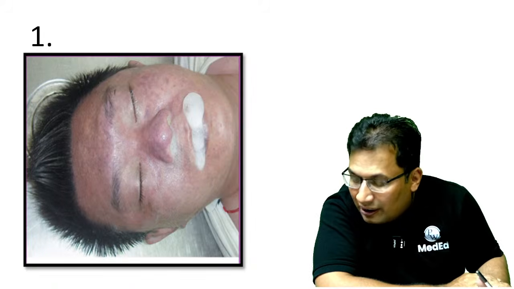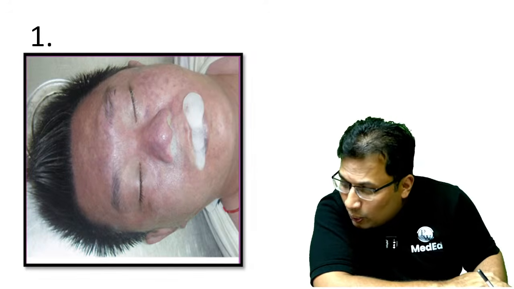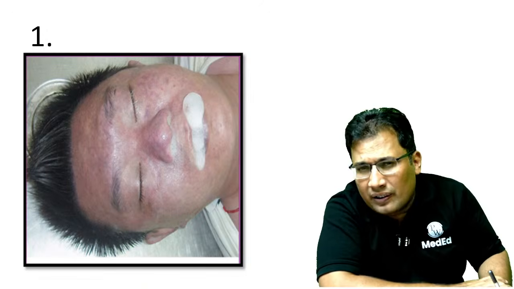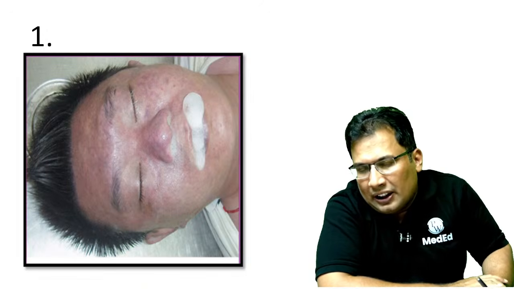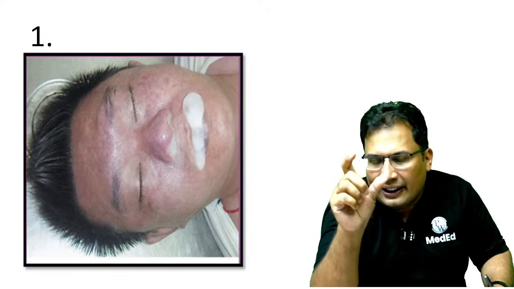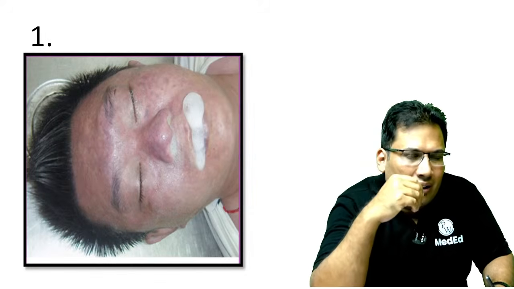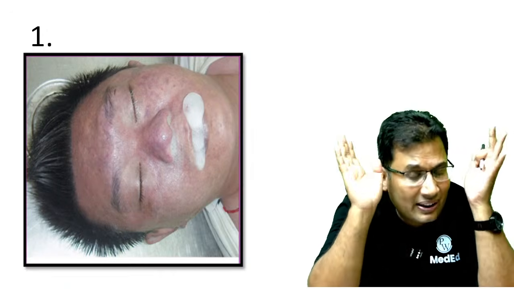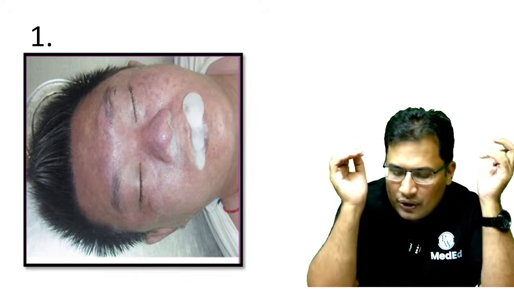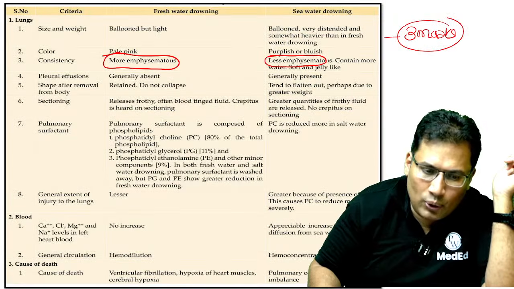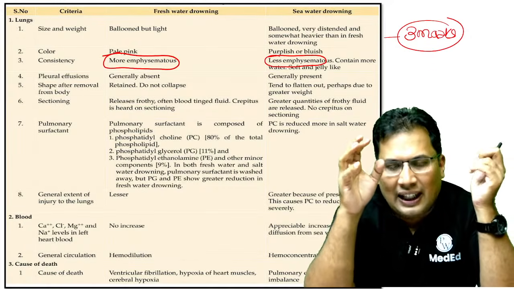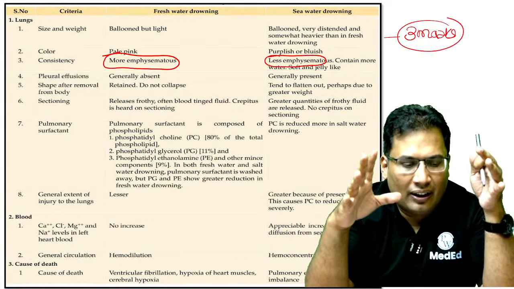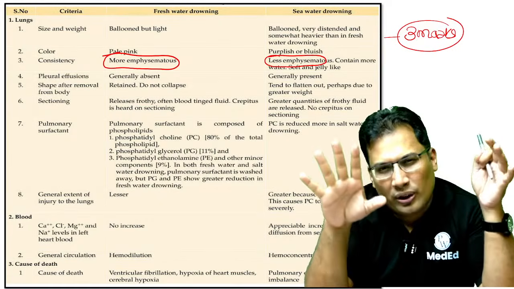Externally, lung findings are there. Soham, lung findings are there. Externally, I don't think there are findings. No, I think it's basically based on the Gettler test. Gettler test is now outdated. Lung findings are classical: more emphysematous in fresh water, less emphysematous in case of sea water. So this table you can just go through, Soham, after the class: size and weight, color, consistency, pleural effusion, sectioning, pulmonary surfactant, blood levels, all this.